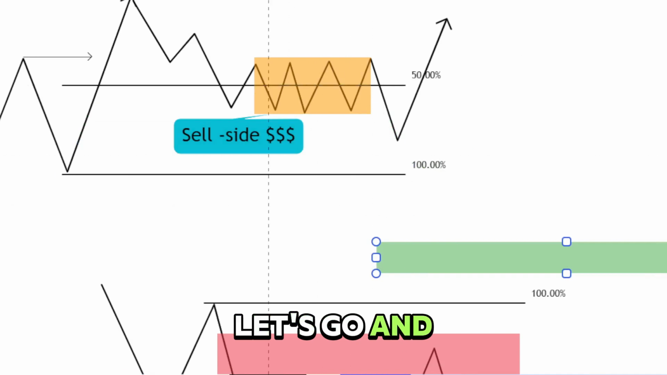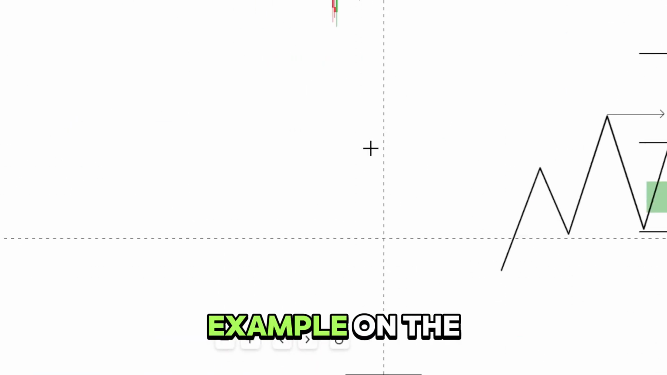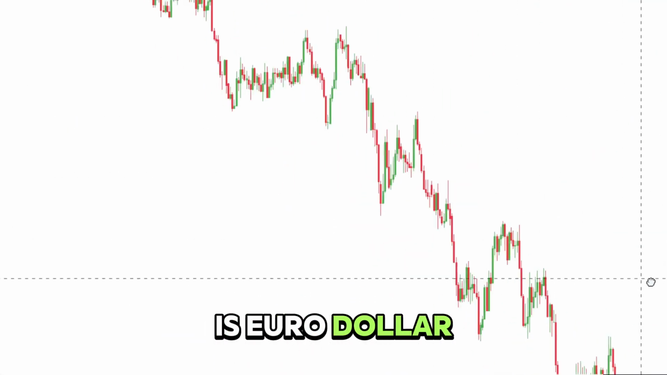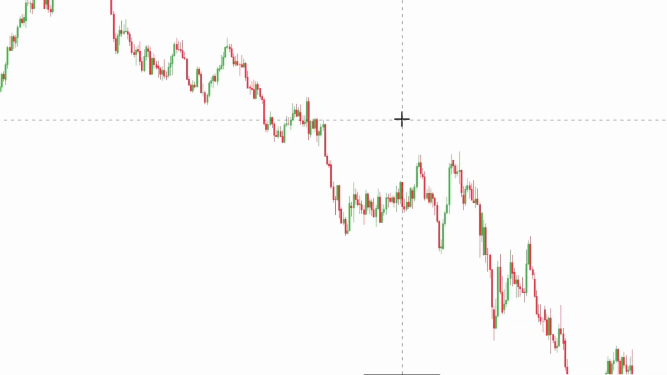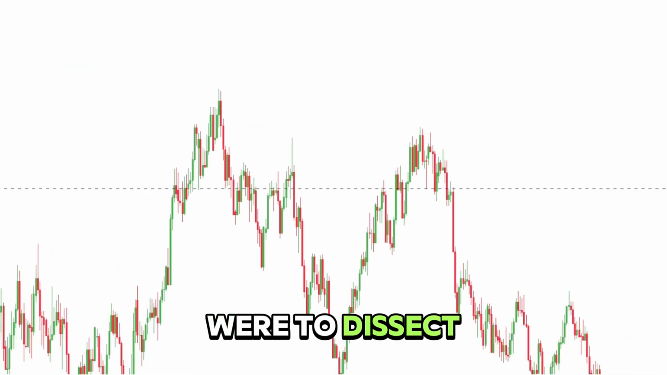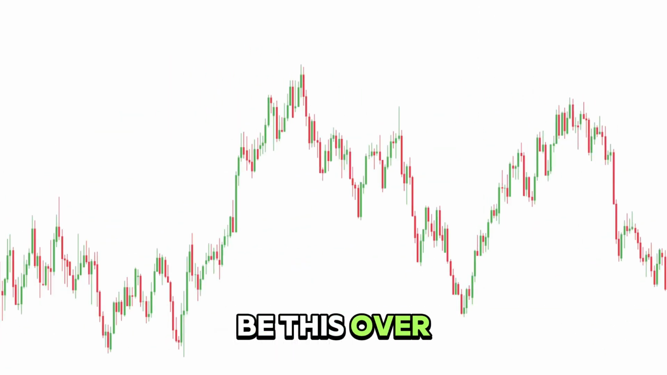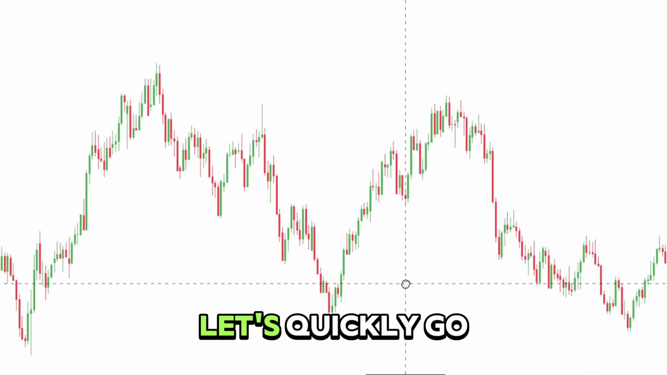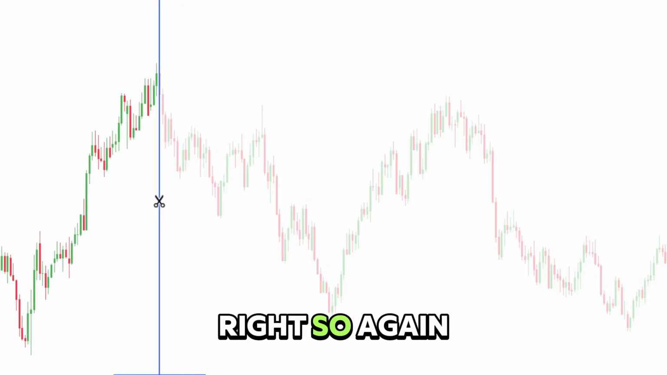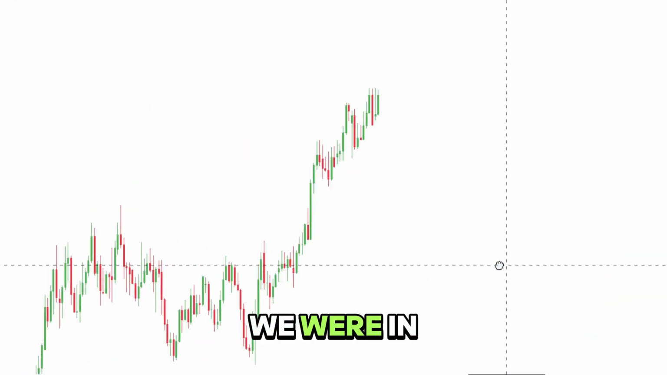So now let's go and understand a bearish example on the charts, right? So again, this is EURUSD on the daily time frame. Now, if we were to dissect one particular case study, it would probably be this over here, right? So let's quickly go into price action over here, right? So again, let's understand where we were in this region, right?